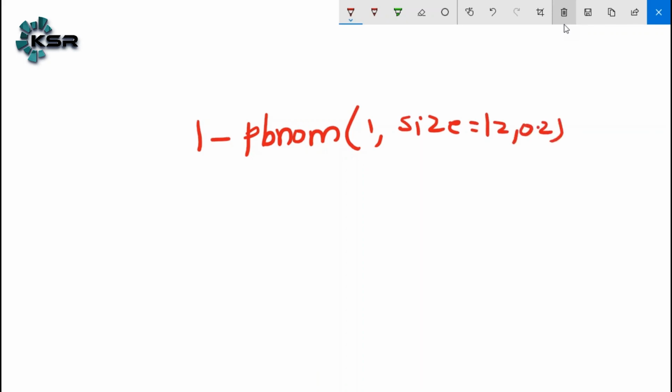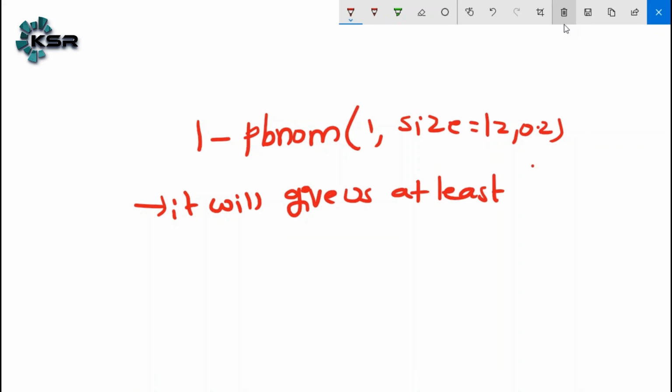This gives us, yes, the answer for at least 2 correct answers, 2 or more than 2 correct answers. Yes, I want at least 2 or more answers. That is what I told you, right? I said 2, 3, 4 correct answers will be there. Okay, that's fine, finally understood. Yes, we can write this. In this case, it will give us at least 2 correct answers.